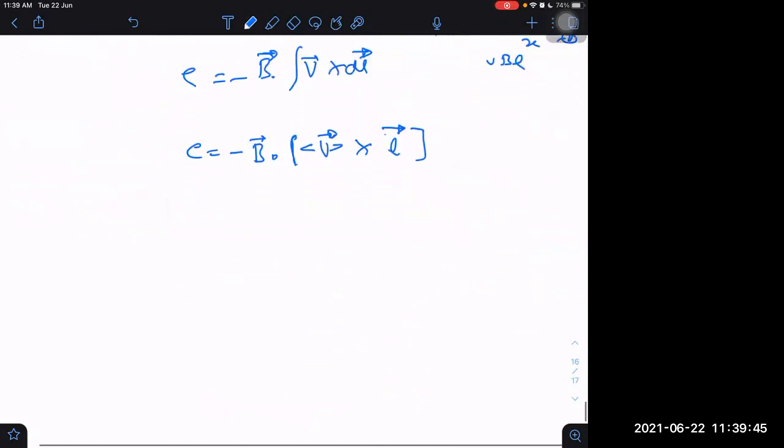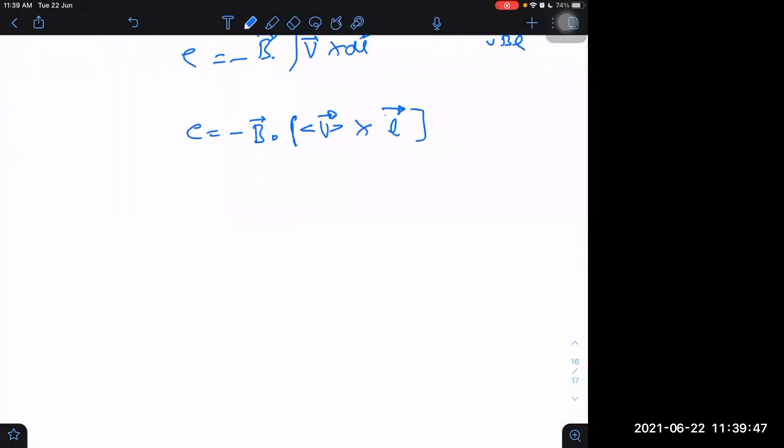Whenever velocities or anything are linear functions, then the average formula will be simply V1 plus V2 by 2. We can do that here also. We can write it as velocity at one end plus velocity at the other end divided by 2, cross L, minus B dot. This will be EMF.